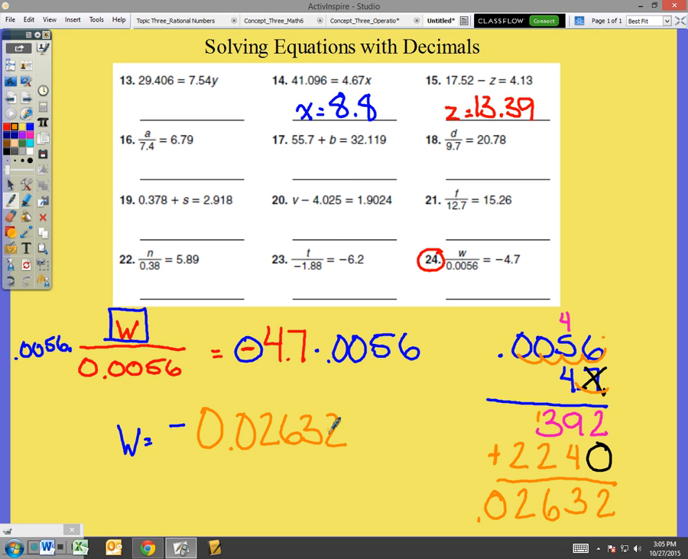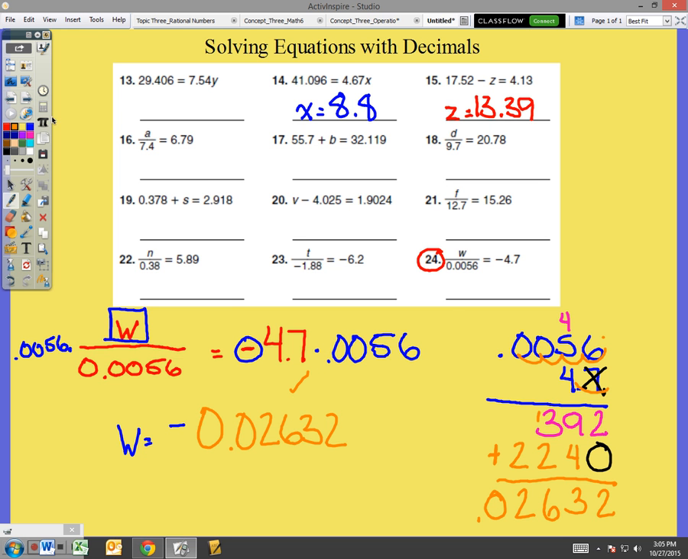Wow. Now let me ask you a question. Which number is closer to 0? Negative 4 and 7/10 or this one? Which one's closer to 0? This is closer to 0, isn't it? Yes, it is. So, meaning that, yes, I was right in my answer.